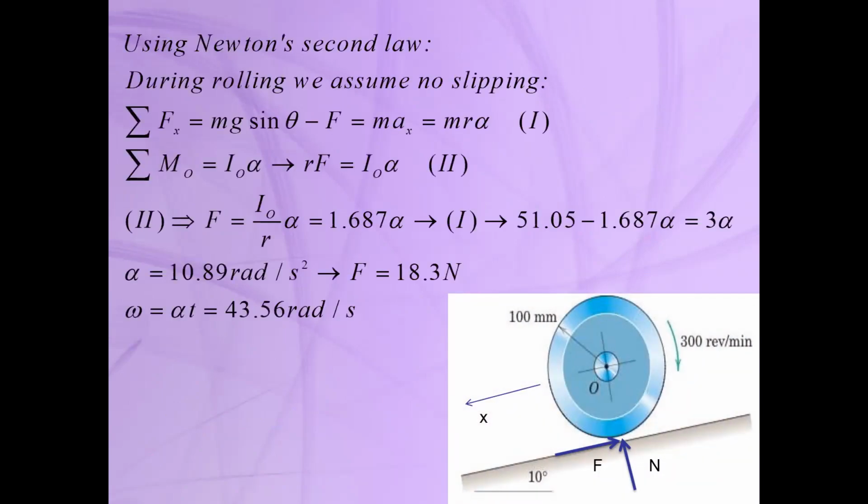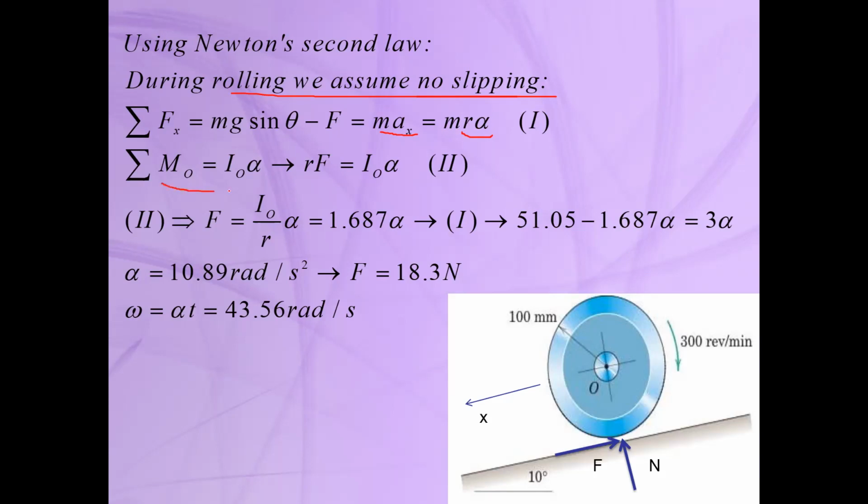Also, we can solve this example using Newton's second law. Here I solve this example using Newton's second law. We will have again the force equation in x direction. Again, we assume that we have motion without slipping. So in x direction, we will have m g sine theta minus F, equal to the mass times a_x, which is the acceleration in x direction. And due to our initial assumption, a_x, or the acceleration of the mass center, is equal to r alpha, where alpha is the angular acceleration of the wheel.